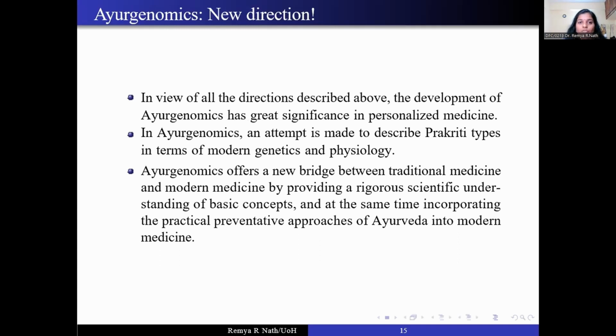Ayurgenomics. In view of all the directions described above, the development of Ayurgenomics has great significance in personalized medicine. In Ayurgenomics, an attempt is made to describe Prakriti types in terms of modern genetics and physiology. Ayurgenomics offers a new bridge between traditional medicine and modern medicine by providing a rigorous scientific understanding of basic concepts and at the same time incorporating the practical preventive approaches of Ayurveda into modern medicine.